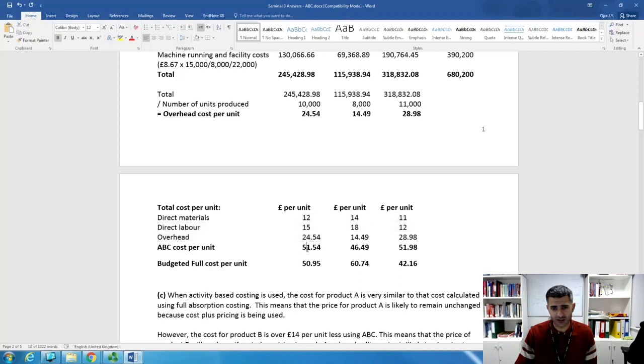If you add them together, this is the full production cost per unit using ABC, and compare with the budgeted. This is the budgeted. Here we go. Look, this is the ABC cost per unit. Can you see? Yeah. Okay, it's one line. And this is the budgeted full cost per unit using absorption costing, traditional costing.